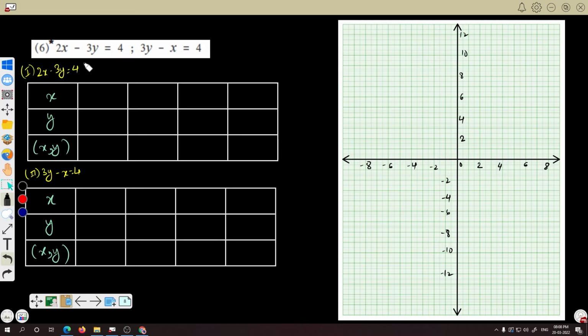In this, the first equation is 2x minus 3y is equal to 4. If I take y as 0, then the equation will be 2x minus 3 into 0, which is 0, is equal to 4. So 2x is equal to 4, which gives me x as 2. So x turns out to be 2. The first coordinate is 2 comma 0. We can plot this easily.